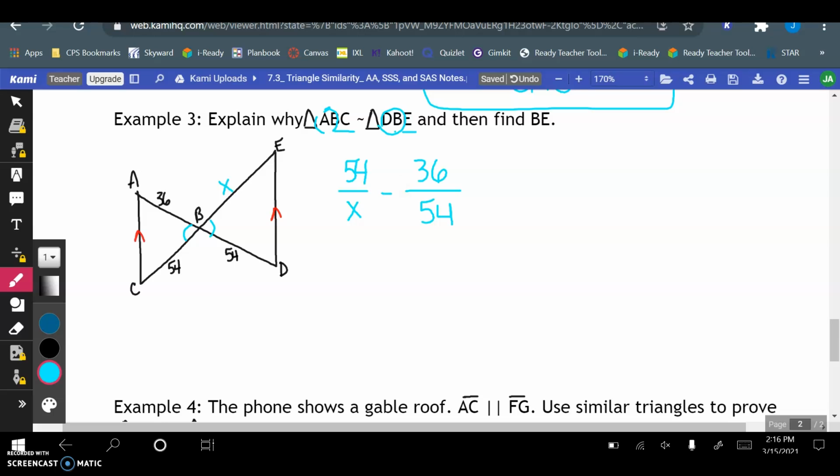So if they're similar, these two ratios would be equivalent. So we need to cross multiply. So we need to do 54 times 54, and that is 2,916. And then we divide by what's across from the variable, which would be 36. And when I do that, I get 81. So the length of BE is 81.